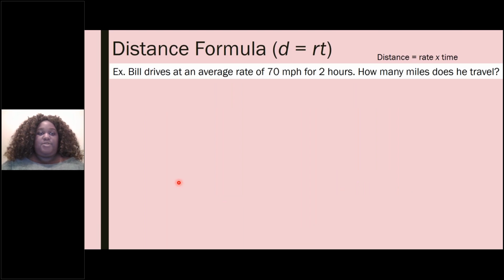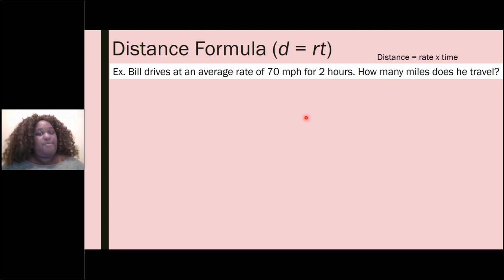This example is using a distance formula. So D equals RT, which is distance equals the rate times the time. So here's a common problem where we aren't rearranging the formula yet. We're just plugging in values. Bill drives at an average rate of 70 miles per hour for 2 hours. How many miles does he travel?